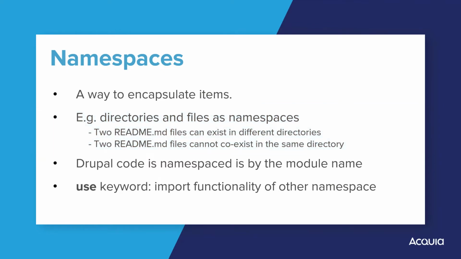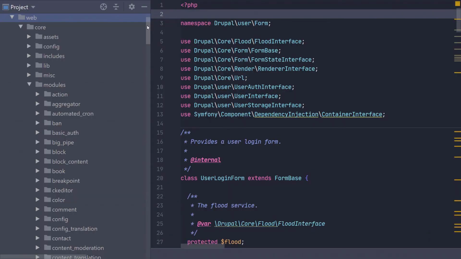So in sum, PHP namespaces provide a way in which to group related classes, interfaces, functions, and constants without name collisions. With Drupal, the Drupal code is namespaced almost always based on the module that the code belongs to. To use functionality provided by other classes within your class, you'll need to use the keyword use near the beginning of your PHP file after declaring the namespace.